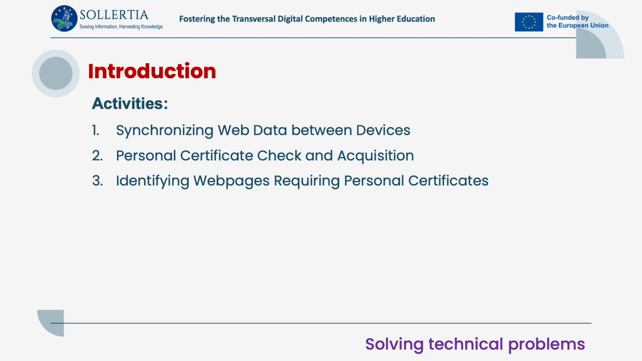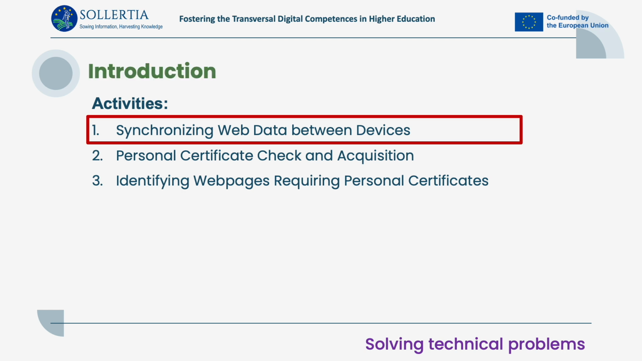The practice consists of 3 activities. We will start with synchronizing web data between devices. The objective of this activity is to sync web browser data, bookmarks, browsing history, passwords, etc., between a computer and a smartphone using a specific browser.